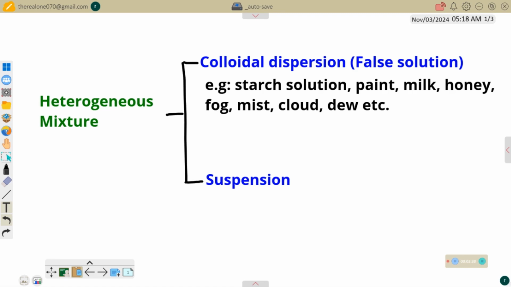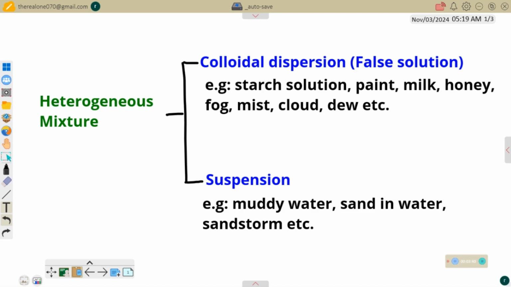Now, let's see examples of suspension. Muddy water, sand in water, sandstorm, etc. And we shall consider suspension in detail in our next video.